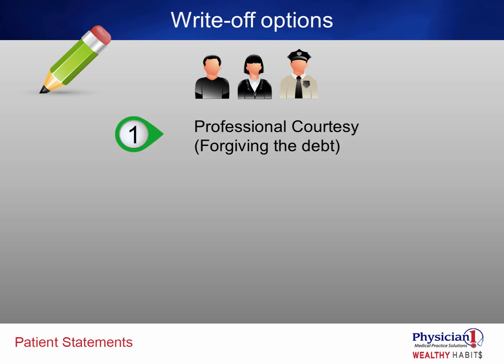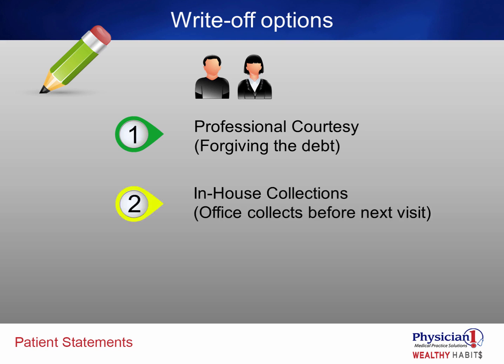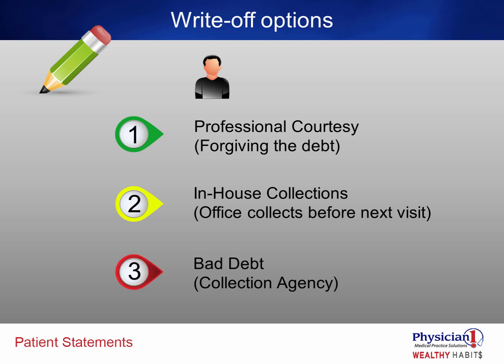You can write the balance off to professional courtesy, and this means you're forgiving the debt. You can write it off to what I call in-house collections, and this is where you're going to place a note on the account to collect the balance prior to seeing the patient again. Or, last but not least, you can write it off to bad debt. And this is where you're going to turn it to a collection agency so they can continue the collection efforts.